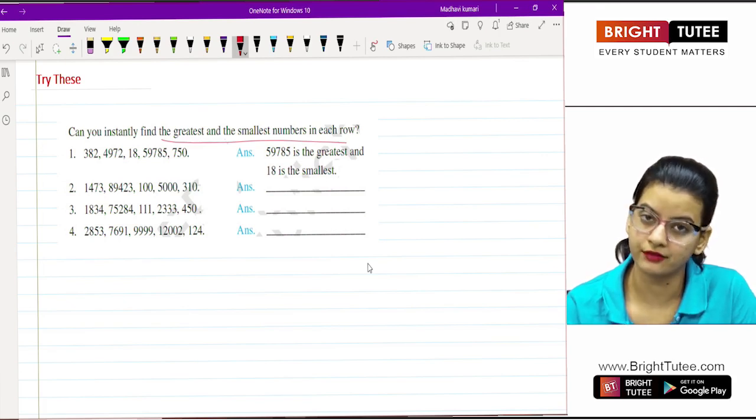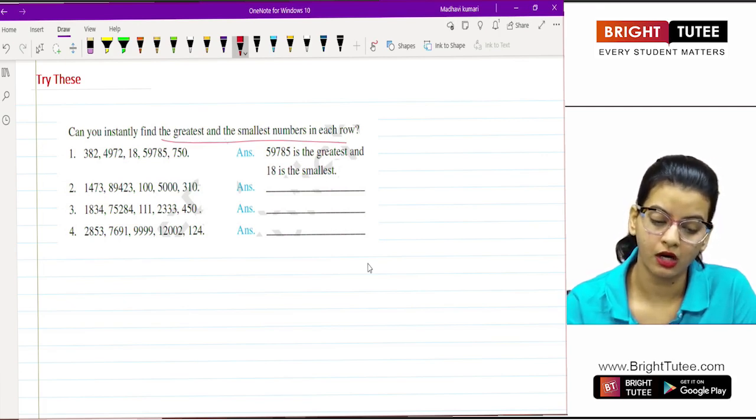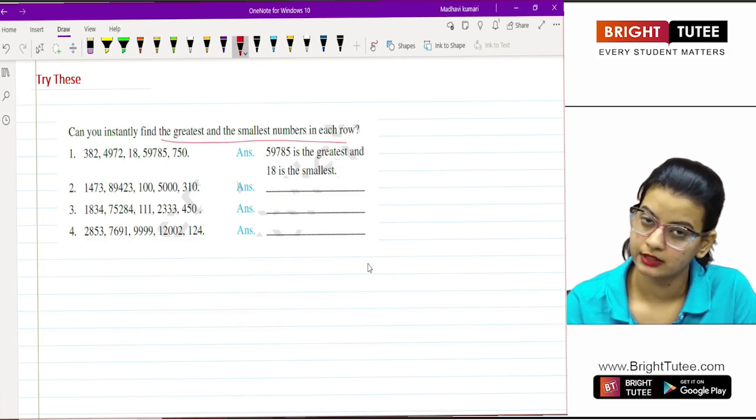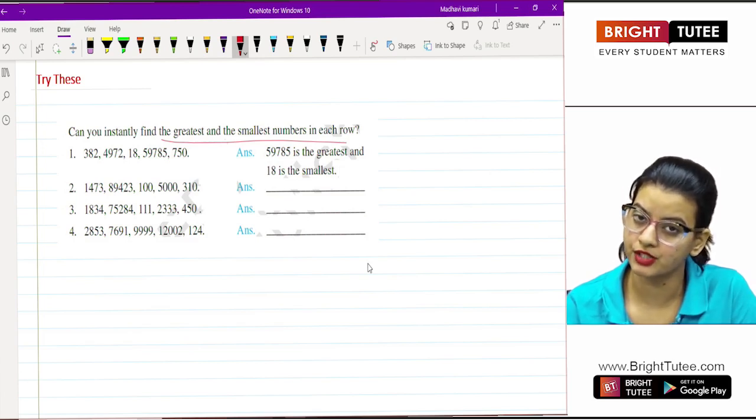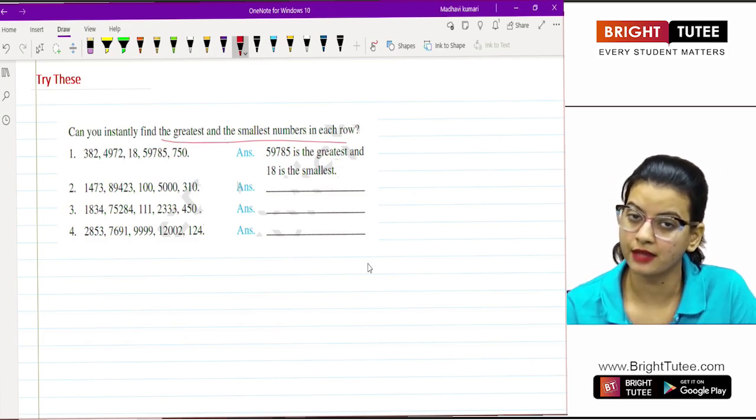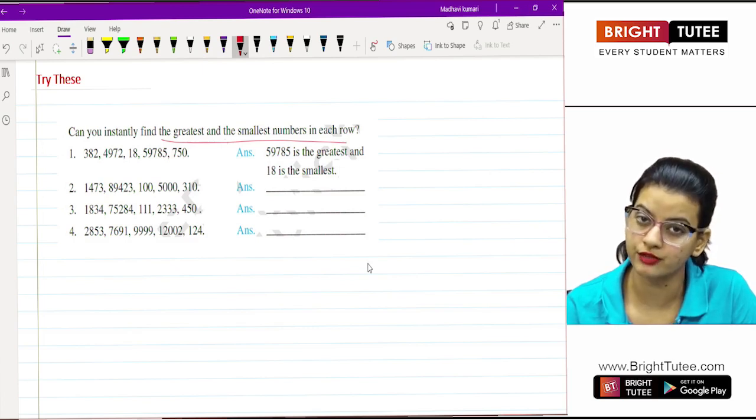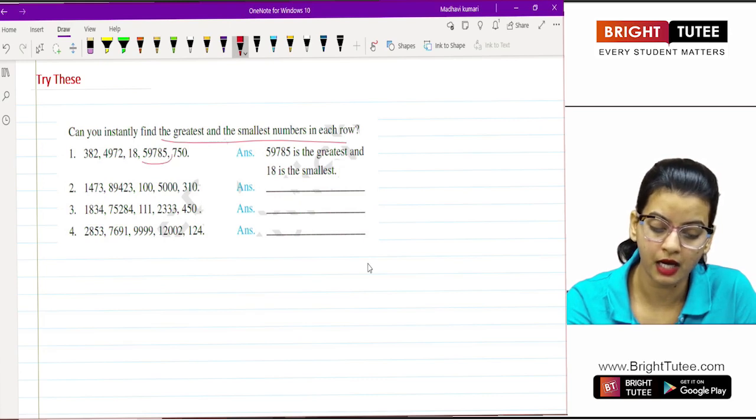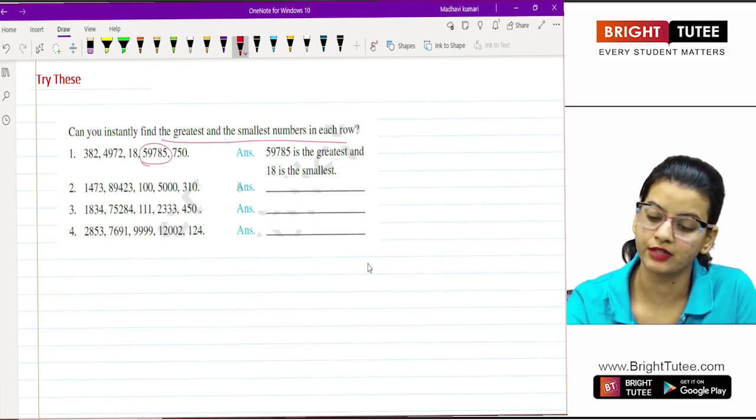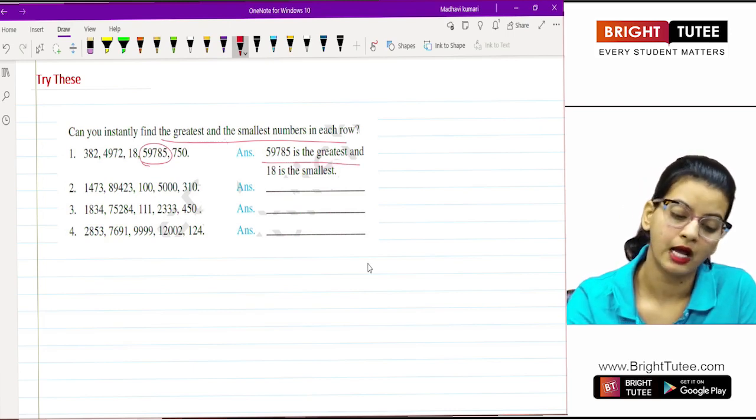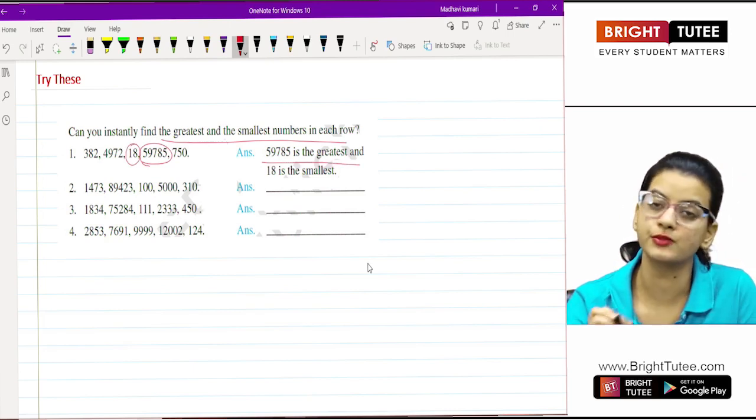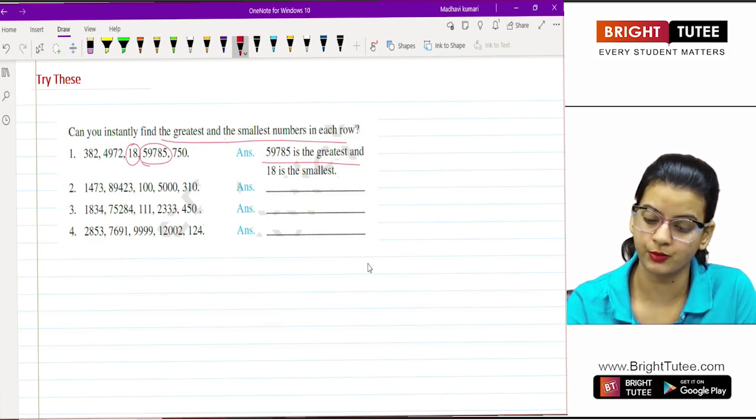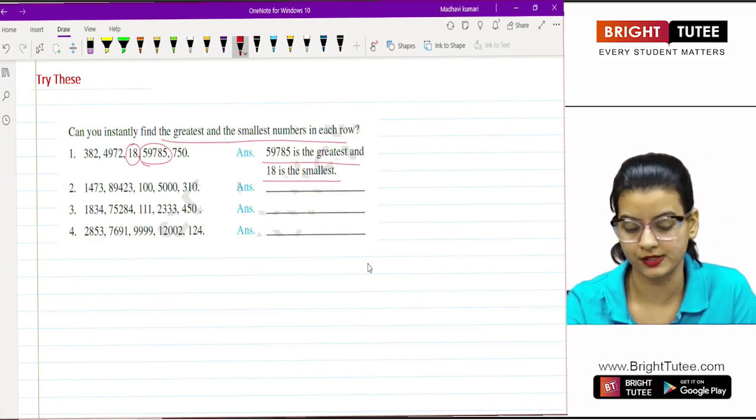For the first row, we have the answer over here. So, it's very simple in the first row. The number which has the greatest number of digits is the greatest number, and the number which has got the smallest number of digits is the smallest number. So here this number has got the highest number of digits. It has got 5 digits. So 59785 is the greatest, and this number has got the smallest number of digits. So it is the smallest. So 18 is the smallest number.